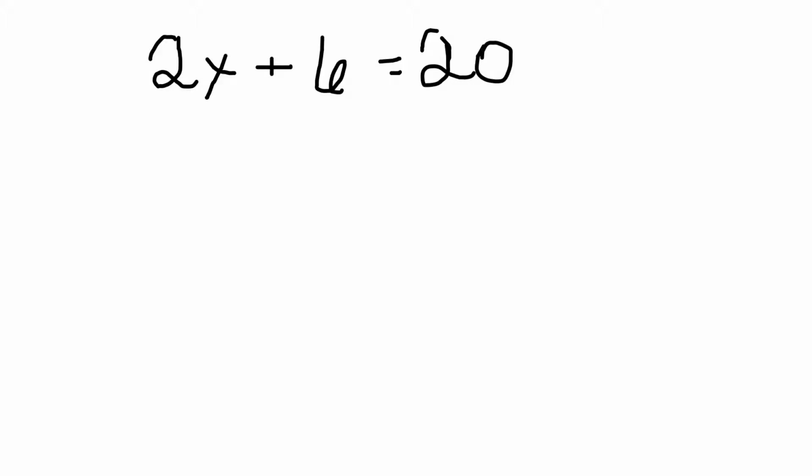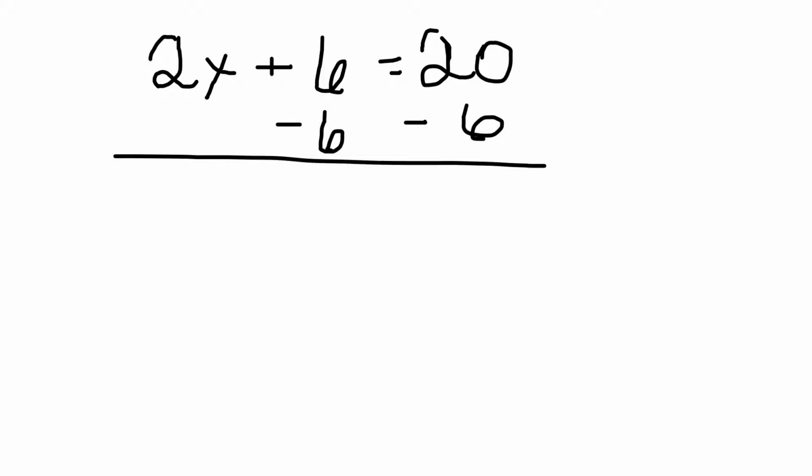Now remember, our goal is to get x by itself. So the first thing we want to do, subtract 6, subtract 6. So we always take care of the addition and subtraction first. That cancels out, and I have this 2x equals 14.